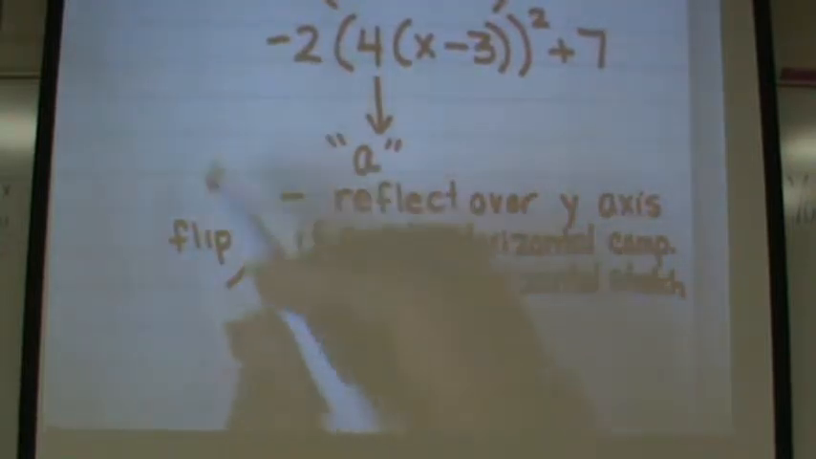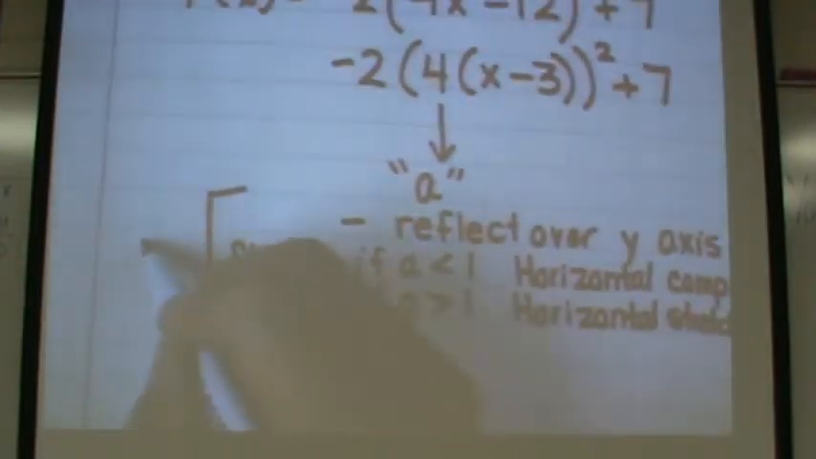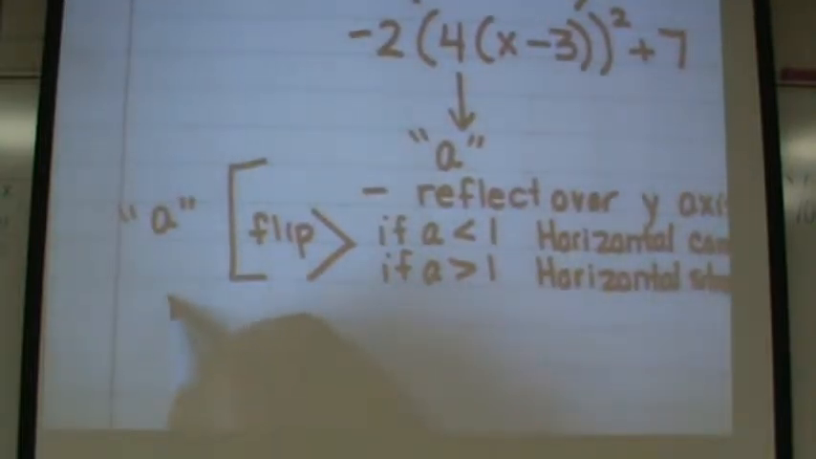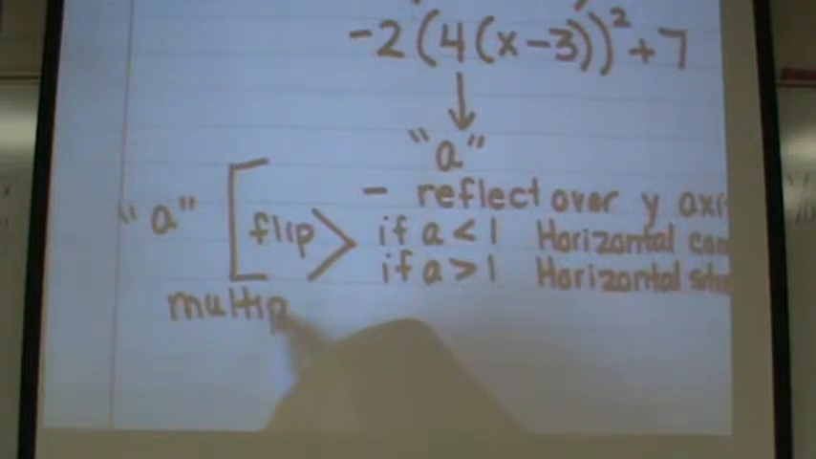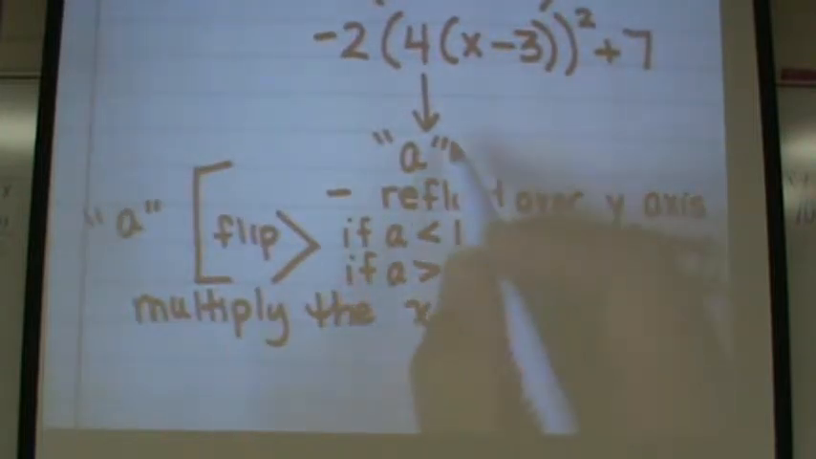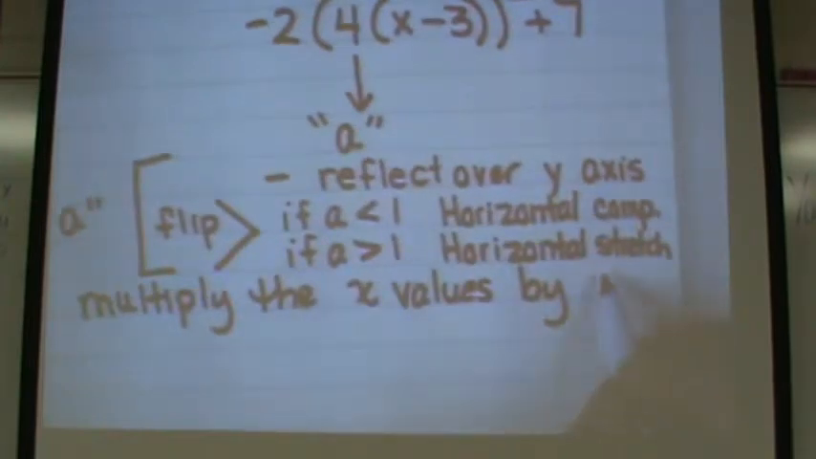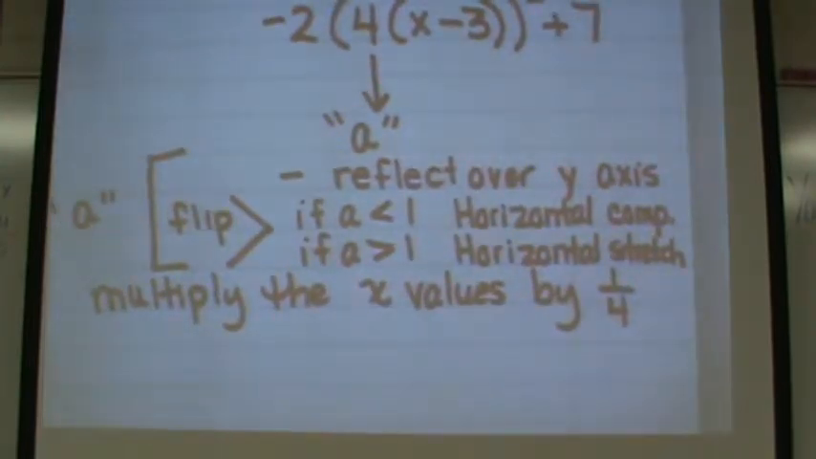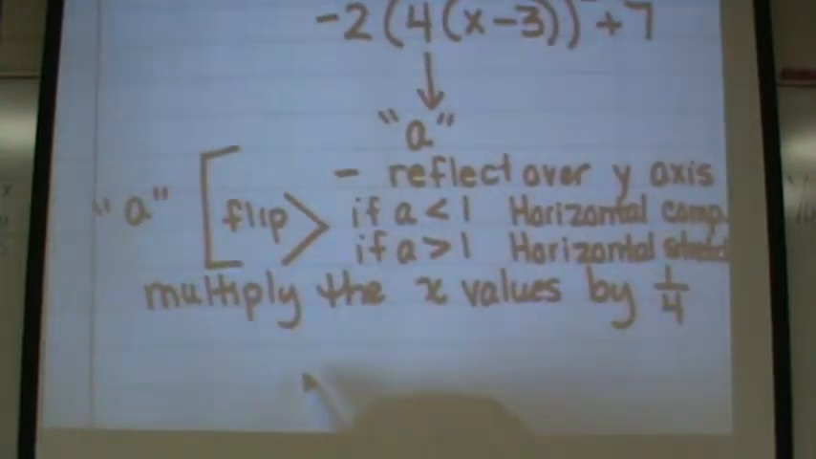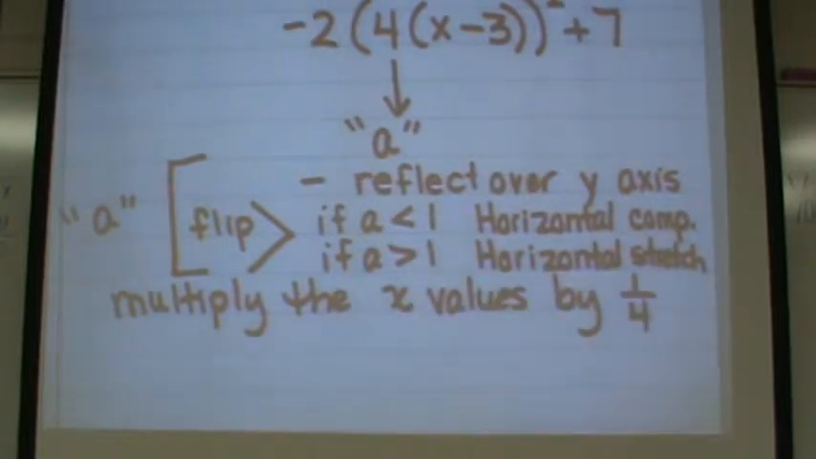Now, how do you do A on a T-chart? What you do is you will multiply the x values, and you can write this down, you multiply the x values by that flipped number. So in this case, it would be by 1/4. So this one we would say is a horizontal compression by 1/4.